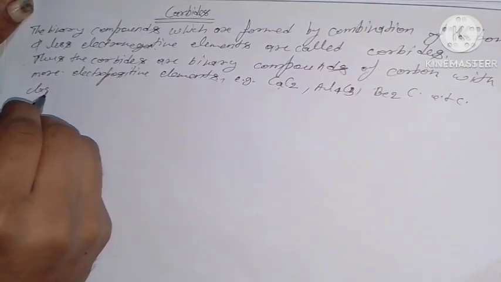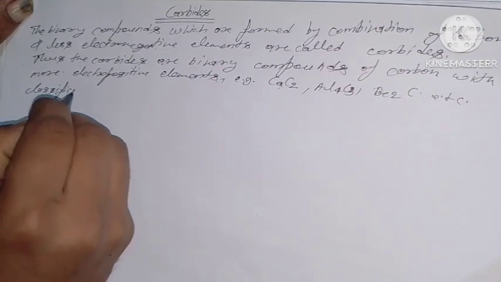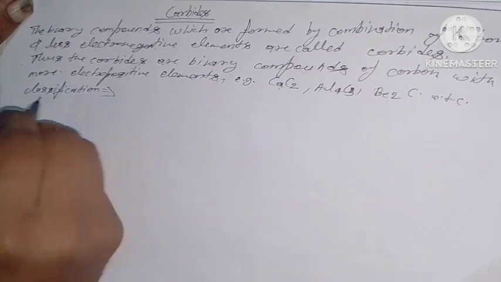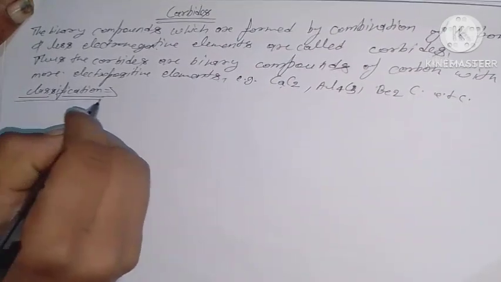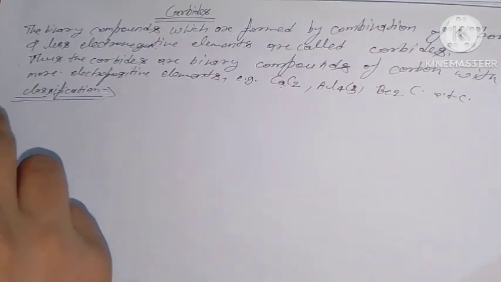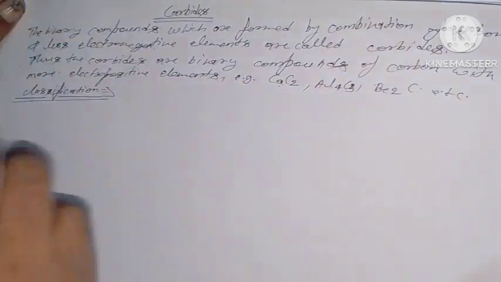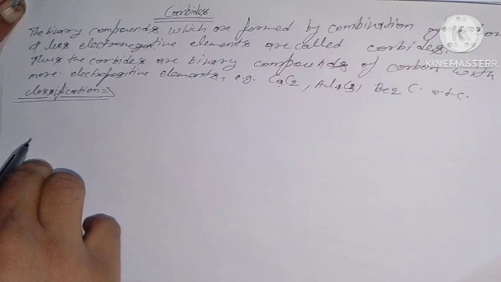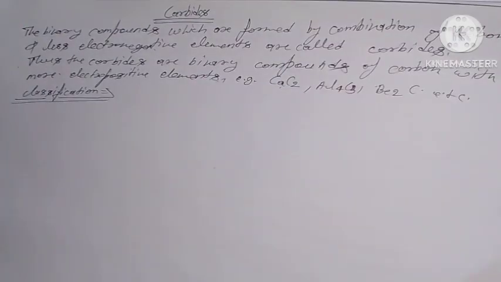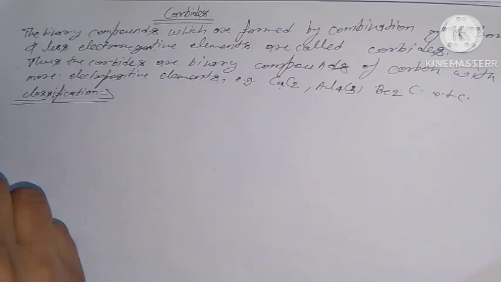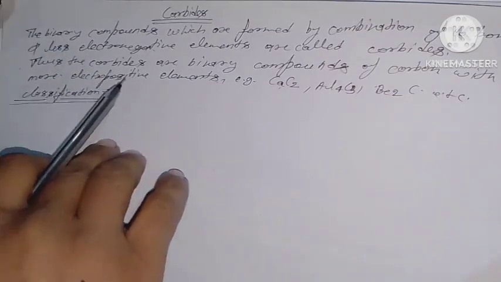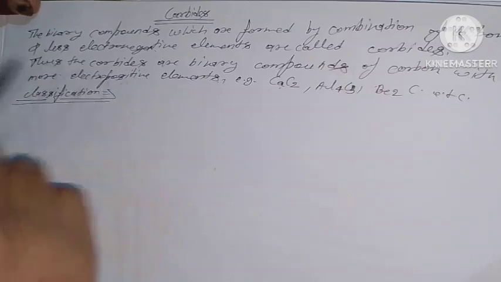Classification. Carbides differ widely in properties depending on the type of linkage present. On the basis of linkage involved, the carbides are classified as follows.